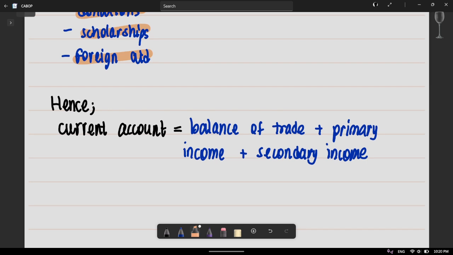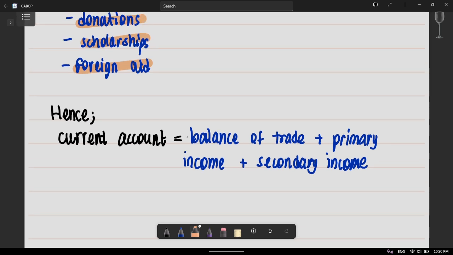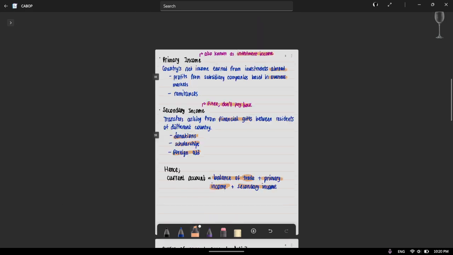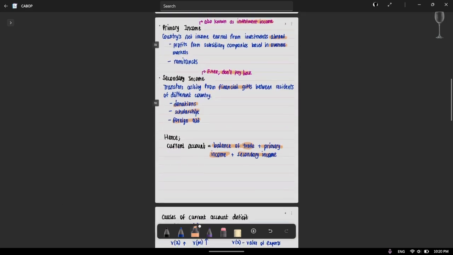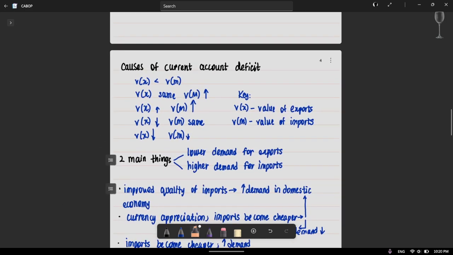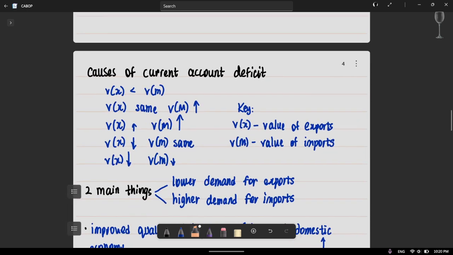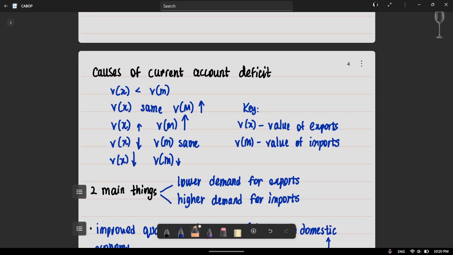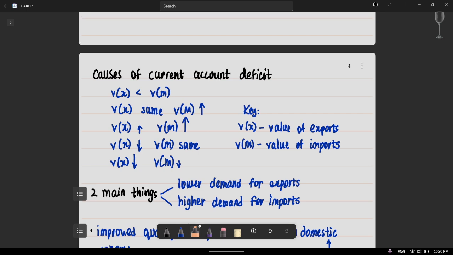Now, hence, we can say that current account is made up of what? Balance of trade, and we know trade consists of both goods and services, primary income, and secondary income. Great. So now we are done with the first part. Now let's move on to the second part, which you have to pay very close attention to because this is where most of your questions are going to come from in this chapter.